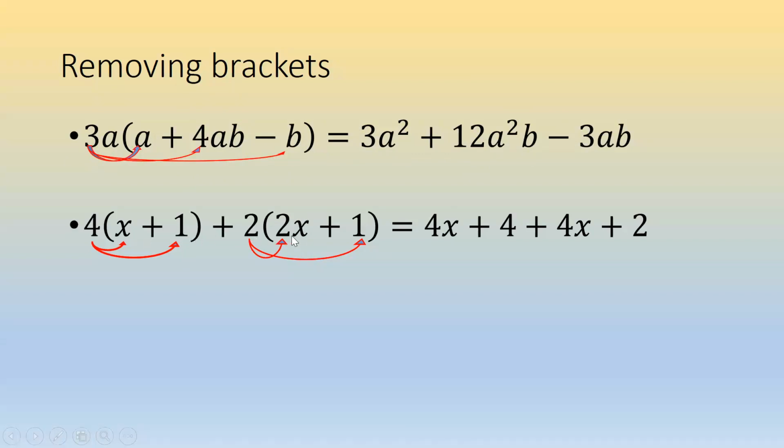And then these two will also multiply 2x, and these two will also multiply 1. And then you have what? 4x plus 4 plus 4x plus 2. So that tells us how it is done.